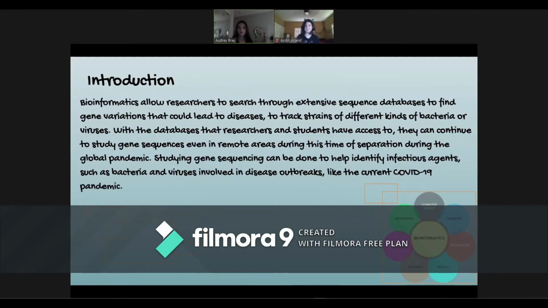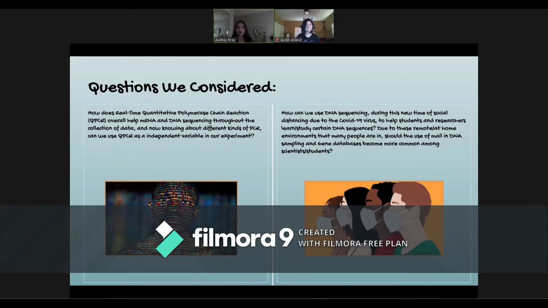Especially now in our generation, because time is accelerating. In our project, we considered two different questions. One of them was, how does real-time quantitative polymerase chain reaction, or qPCR, overall help messenger RNA and DNA sequencing throughout the collection of data? Now, knowing about the different types of PCR, which we did lots of research on, do we think that qPCR would be a good independent variable in our experiment? We're going to talk about our experiment and then touch on our answer to that question that we got from our evidence.